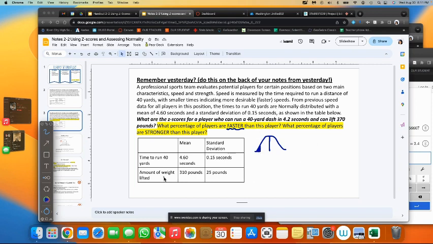And then if we think in terms of amount of weight lifted, right, we found that z-score to be 2.4, which we know if this is the mean, he was about 2.5 standard deviations above the mean, which means that this amount of people are the only people who are stronger than him. So what we're going to learn today is actually how to find that area so we can determine what percentage of players are faster and what percentage of players are stronger, which is going to further indicate that this player is a good player.